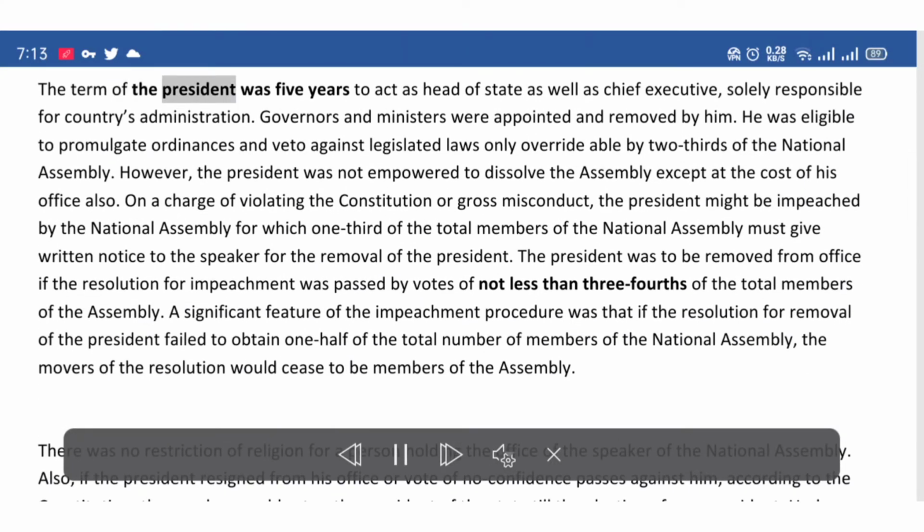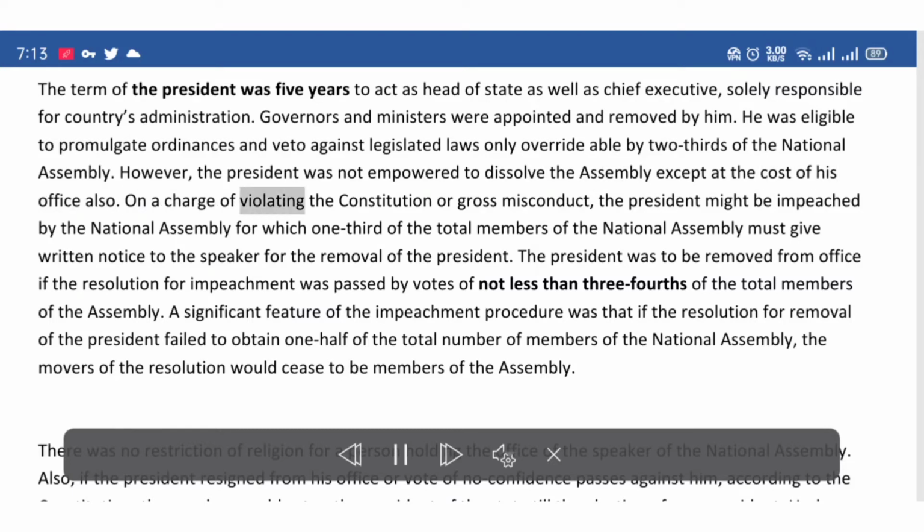The term of the president was 5 years to act as head of state as well as chief executive, solely responsible for the country's administration. Governors and ministers were appointed and removed by him. He was eligible to promulgate ordinances and to veto legislated laws, only overrideable by 2/3 of the National Assembly. However, the president was not empowered to dissolve the assembly except at the cost of his office also.